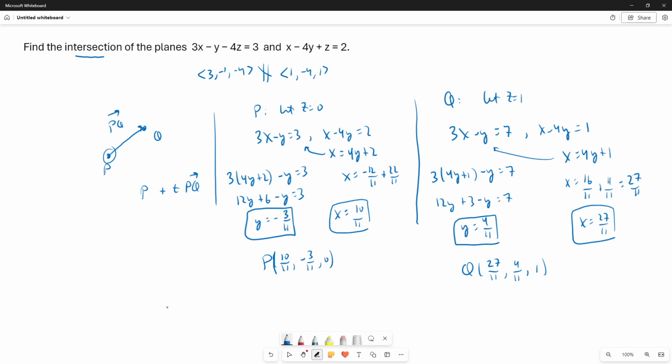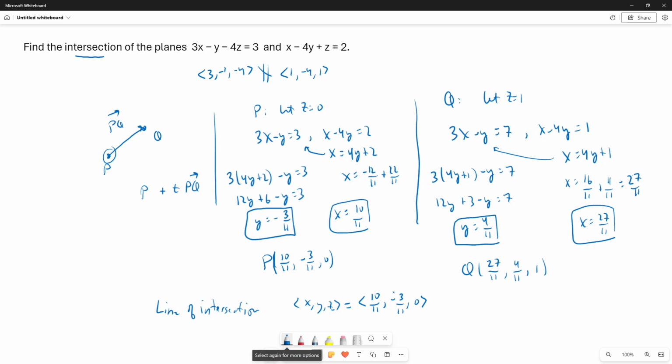So now for the actual equation of the line of intersection in vector form, we can write (x, y, z), a point on the line, is equal to, we'll use the position vector of either one of these. Let's go with P. (10/11, -3/11, 0). This is the position vector for the point P.